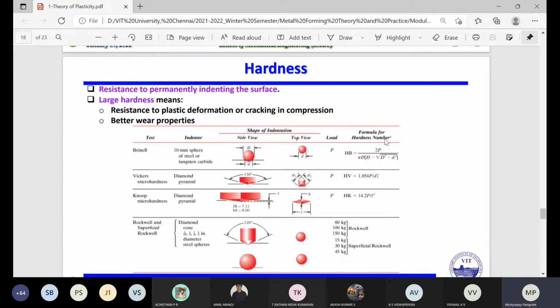Then also hardness, which you have done in strength of materials, I think. It is the resistance to permanently indenting the surface. For example, if you have large hardness, that means resistance to plastic deformation or maybe better wear property. There are so many types of tests we have: Brinell, Vickers, Knoop, or maybe Rockwell. You have the indenter also. Different indenters are normally used for different tests, and different formulas also.